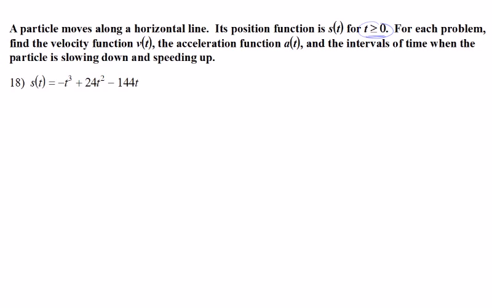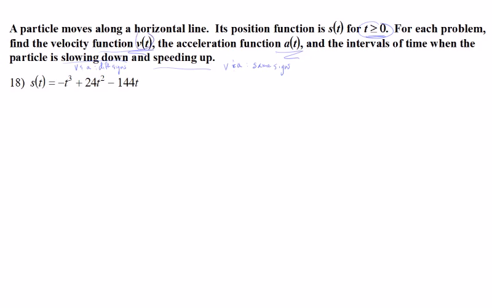So for each problem, find the velocity function v of t, the acceleration function, and the intervals of time when the particle is slowing down and speeding up. Remember, slowing down is when velocity and acceleration have different signs, and speeding up is when velocity and acceleration have the same signs. All right, that's what we're going to do.